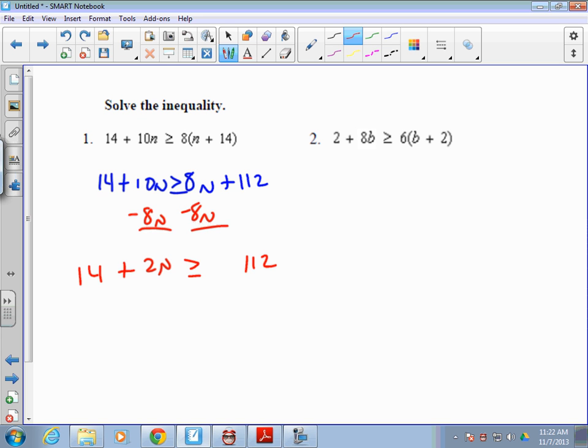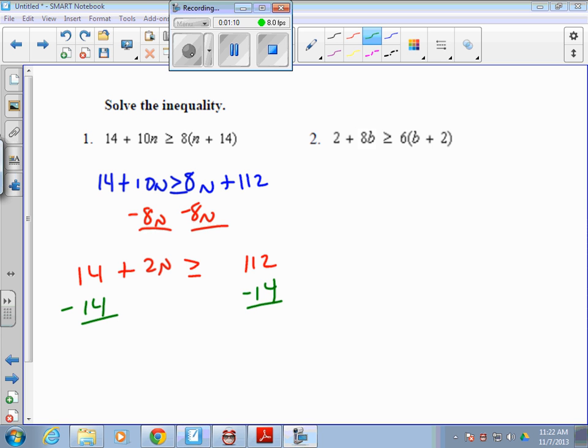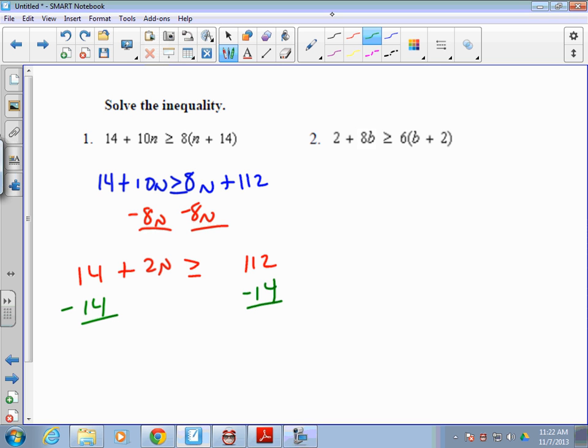You have 2n on the left, so move positive 14 over to the right side by subtracting it. And do the same thing here. That leaves you with 98 on the left side. So you have 2n is greater than or equal to 98.